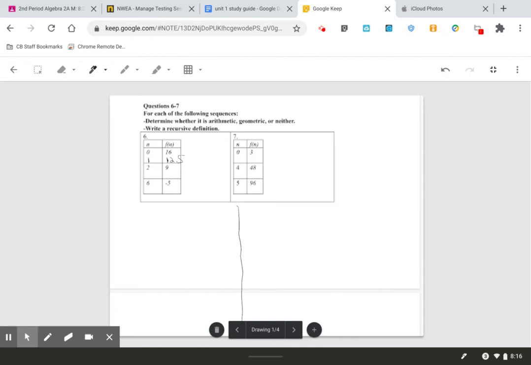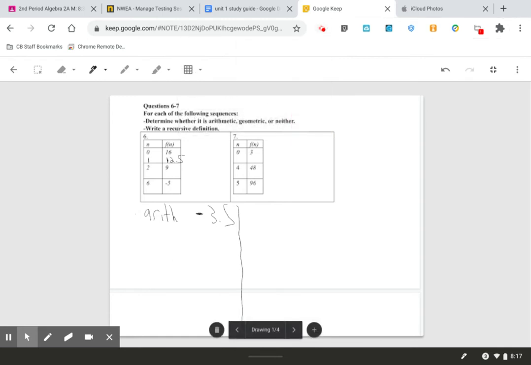In this particular case, this is an arithmetic sequence because we are going down by 3.5 each time. If I were to continue this pattern from 2 to 6, I would get the same thing. So 16 minus 3.5 is 12.5. 12.5 minus 3.5 is 9.